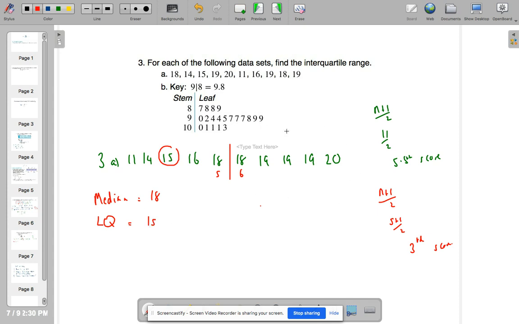I've got 5 in my upper half here. So my middle score is this third one, which is 19. Upper quartile equals 19. Interquartile range, IQR for short, equals upper quartile, 19, minus lower quartile, 15, equals 4.